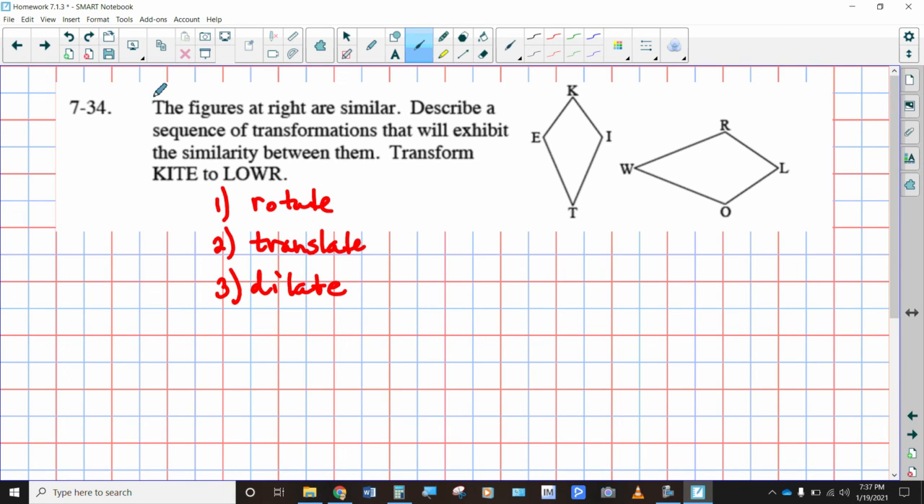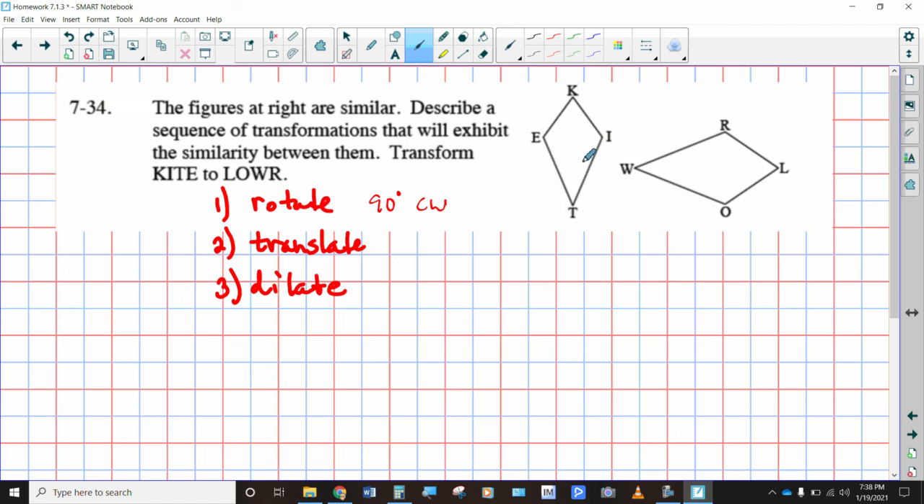All right, last one. So the figures to the right are similar. Describe the sequence of transformations that will exhibit the similarity between them. Okay, so this is a little bit bigger than that one, so it's going to require a dilation. So what you would have to do is rotate it 90 degrees to the right, or clockwise.